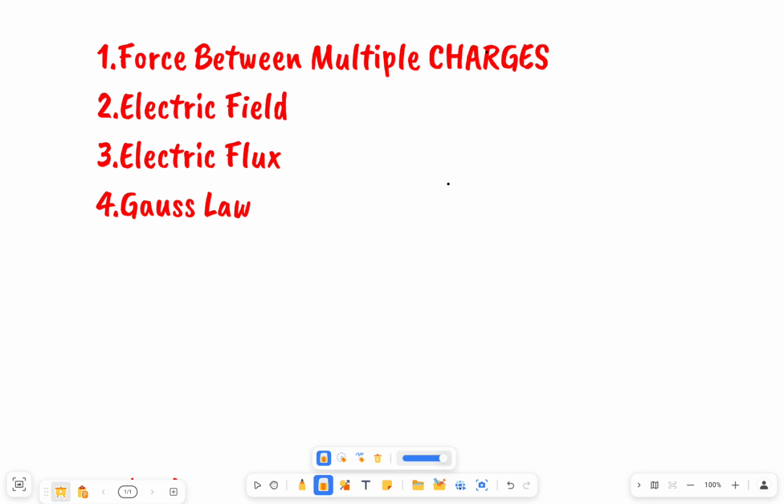In this lecture, we will be discussing the rest of the part of the chapter that we had discussed in the previous lecture. That is, charges and electric fields of chapter 1 of class 12 physics. So the rest of the parts are force between multiple charges, electric field, electric flux, and Gauss law. So let's move on to the first part, force between multiple charges.